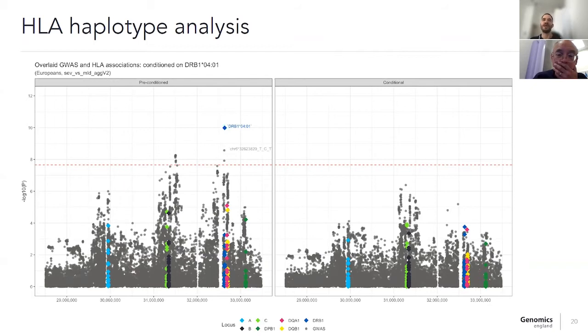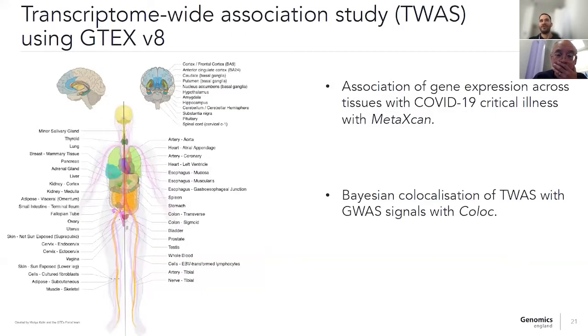Next slide. Finally, we also performed a transcriptome-wide association study using the GTEx data. And this is expression data across multiple tissues. And when we performed this study, we also tried to colocalize the signals that were associated with COVID-19 with the GWAS signals. And this goes a long way together with what I mentioned before about the fine mapping and colocalization in terms of having a high resolution signal. Next slide.